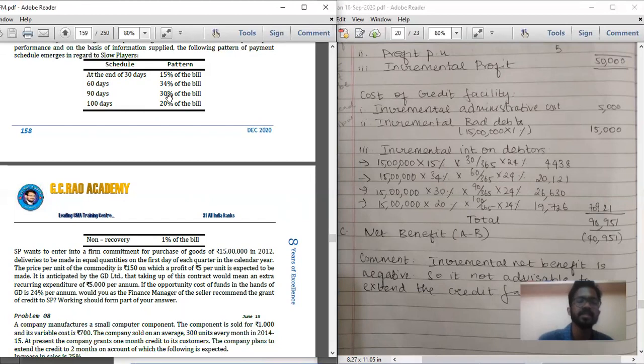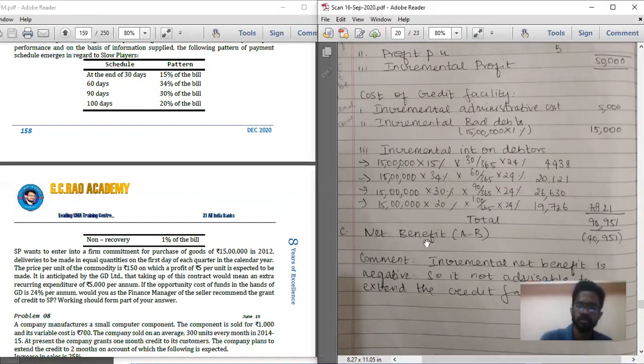Below that, second arrow mark: 60 days, 34% of the bill. So 15 lakhs into 34% into 60 divided by 365 into 24%, which is 20,121.